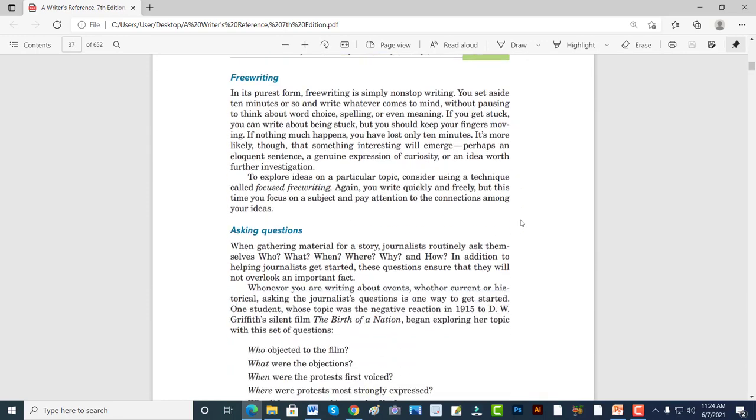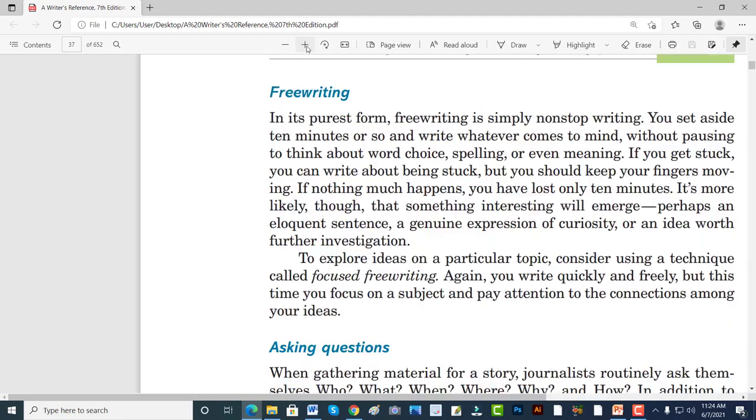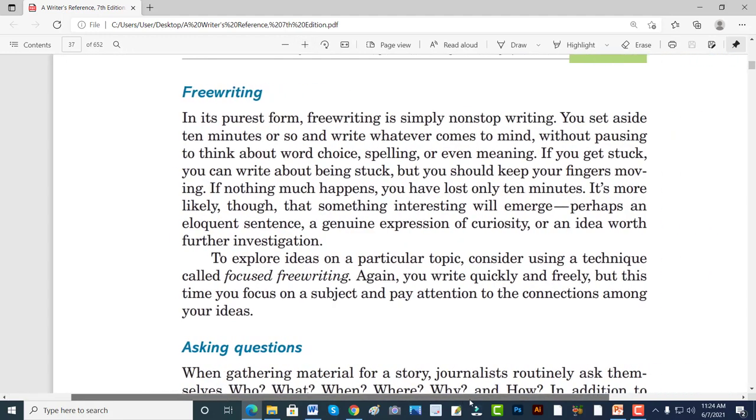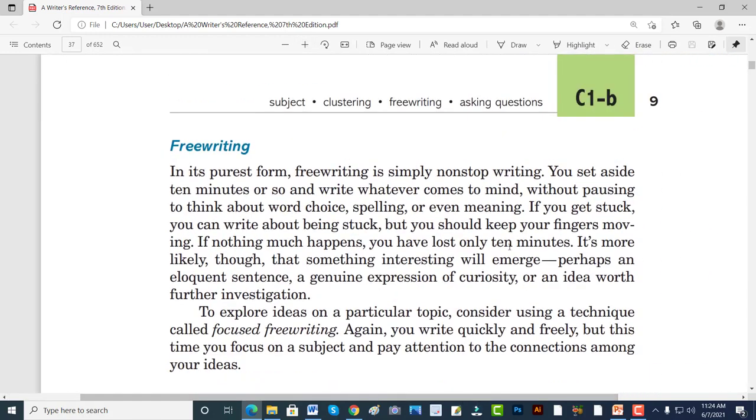Now we are going for another thing, that is freehand writing. What is freehand writing? I am going to explain it. You need it for your IELTS. Freehand writing, in its purest form, is simply non-stop writing. I mean, you can stop and think more, because it will not be literature, a poem, or anything else. It's freehand writing. You set aside 10 minutes or so and write whatever comes to mind. Just take 10 minutes and write whatever comes to your mind.